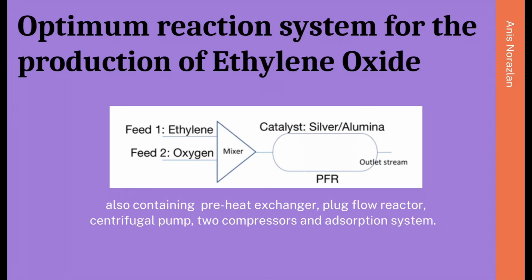Next, for the optimum reaction system for the production of EO, this is the diagram that we sketched. For the feeds, we have two feeds, ethylene and oxygen, going through the mixer and then through the PFR, which has the catalyst of silver on alumina, and then the outlet stream, which is the product that we want, and the system also contains a heat exchanger, centrifugal pump, two compressors, and absorption system.